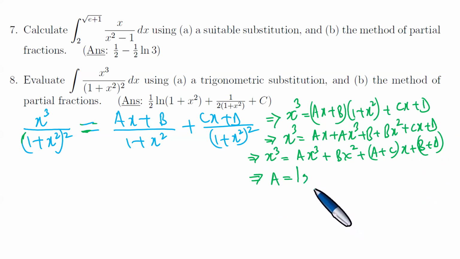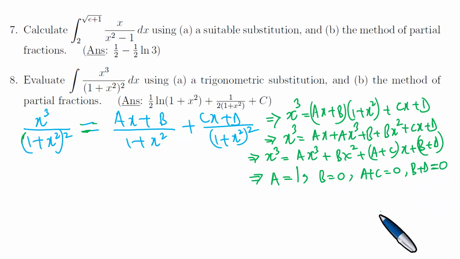Okay, so now A is 1. Of course, you're comparing the coefficients. I'm going to check this decomposition. B is zero. There's no quadratic on the left. And then we have A plus C is zero, B and D is zero. A is 1. If A is 1, you put it here: 1 plus C is 0, giving us C is minus 1.